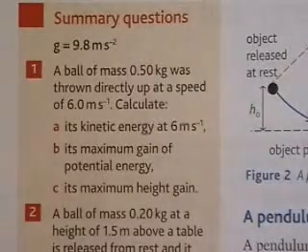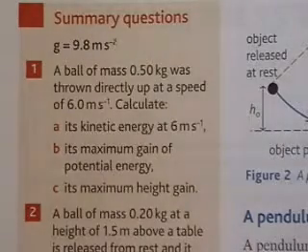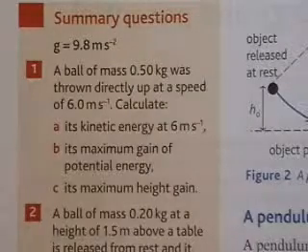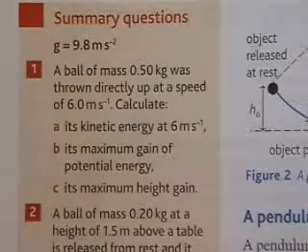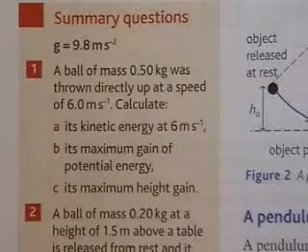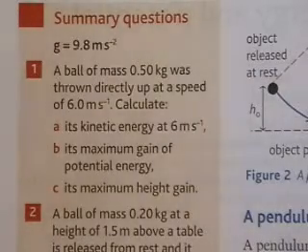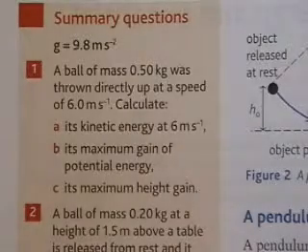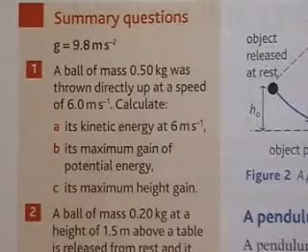Question 1 should be quite straightforward. It tells you the mass of the ball and it tells you the speed that it's thrown with. In other words, that's how fast it's travelling when it leaves your hand. The first thing it asks is its kinetic energy when it's got that speed. So if you know anything at all about kinetic energy, you know the formula for it. You've got the mass, you've got the speed, you can find the energy.